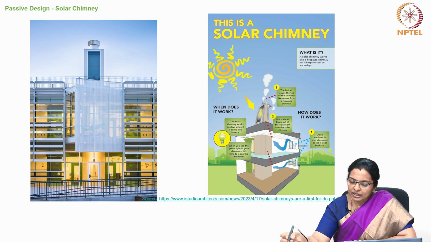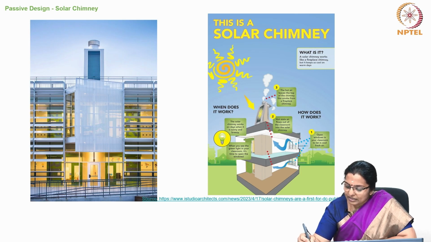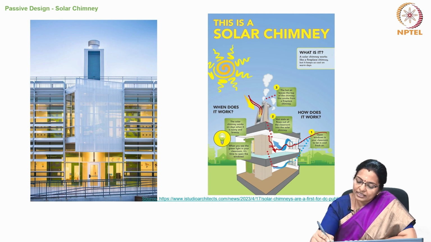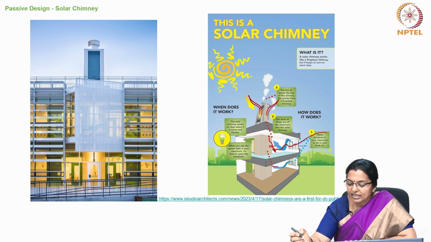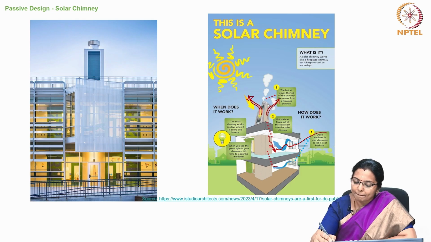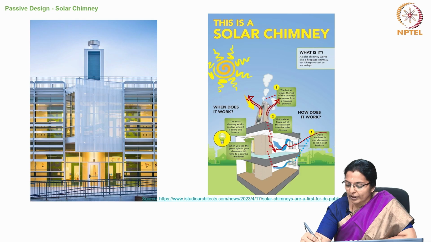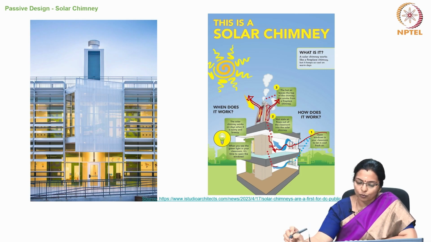So here you can see how it works. It works because the open windows in the classroom let in fresh breeze. The hot stale air flows out of the classroom into the solar chimney through the inlet at this point, and the hot air leaves the chimney like smoke from a fireplace. So, it is the same concept, providing appropriate inlet and opening it at the right time for the breeze to flow out.